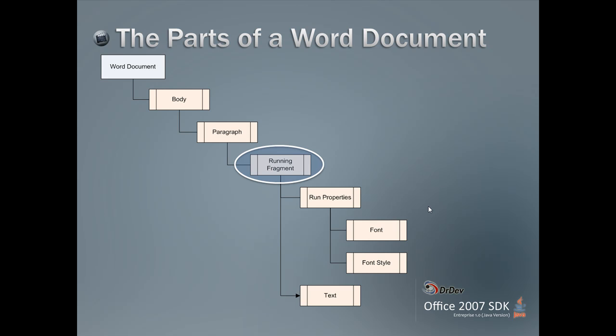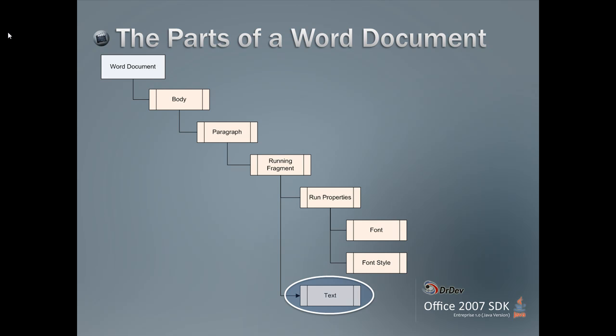Multiple running fragments can be attached to a paragraph. The running fragment contains text and run properties. The run properties contain styling for the text such as font, font size, and spacing. The font styles such as bold, italic, underline, and all caps are also added to the run properties. All of the text that is added to a running fragment will be formatted by the running fragment properties.